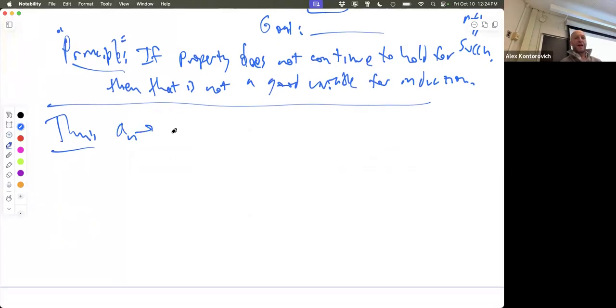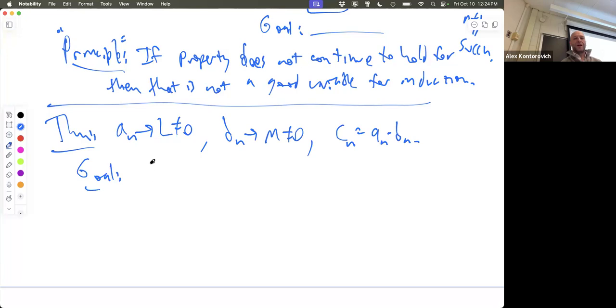You have an going to L, and L's not 0. You have bn going to m, and we also said that m is not 0. We have cn equal to an times bn, and the goal is to show that cn goes to L times m. This is called HA. This is called HL. This is called HB. This is called HM. HM is the non-zeroness. This is called HC, the hypothesis on C, and then this is our goal.